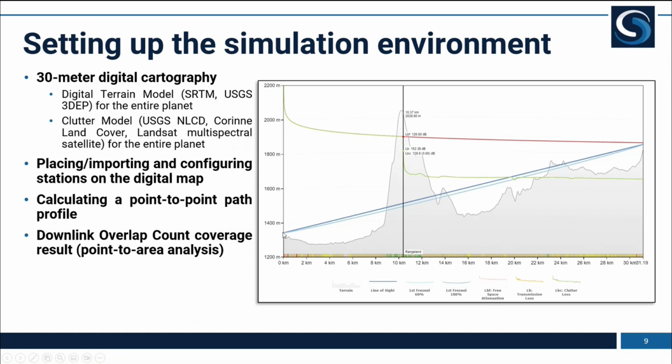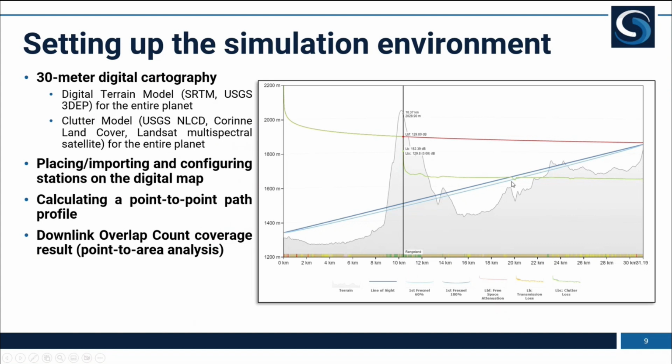So the transmit point is the furthermost left point, and the receive is the position on the right, and the y-axis is representing elevation above sea level. The x-axis is representing the distance of the path. So it's about a 31-kilometer path between those two nodes.